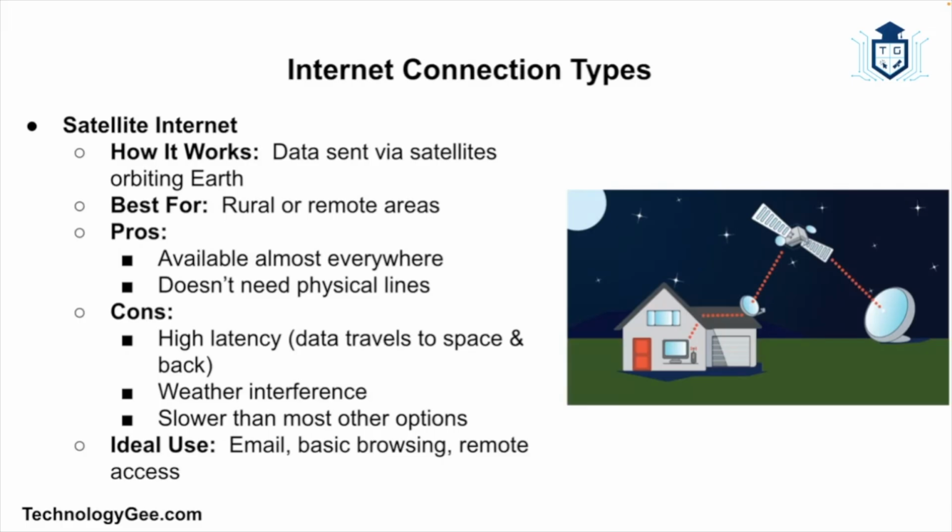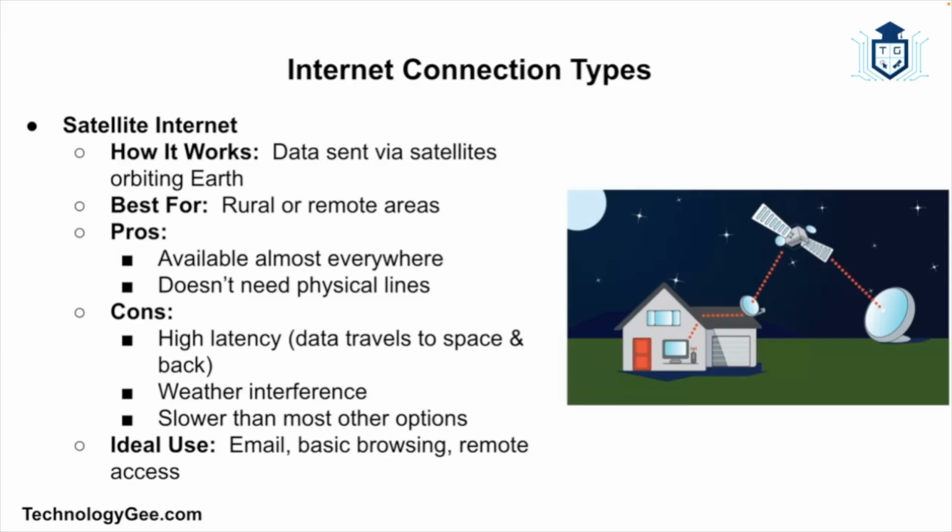If you've ever lived in the middle of nowhere and you still want to watch Netflix, then satellite is your friend. Now, how does this work? Well, data is beamed to and from satellites that orbit the Earth. And where this connection shines the most is it is useful in rural or remote areas where wired connections just aren't practical. The pros of satellite internet are it is available almost everywhere in the world, and it does not rely on phone or cable lines.